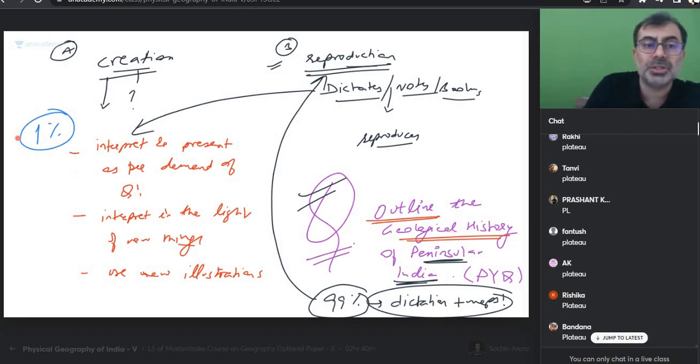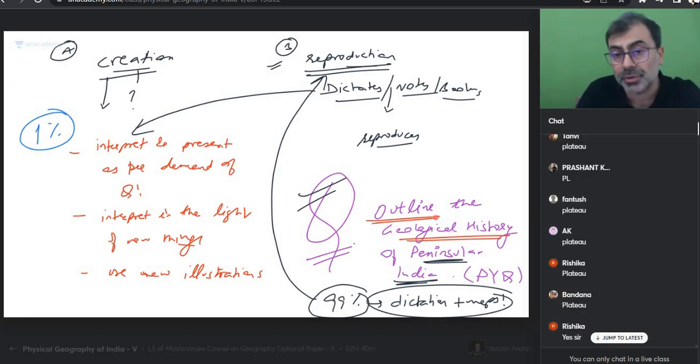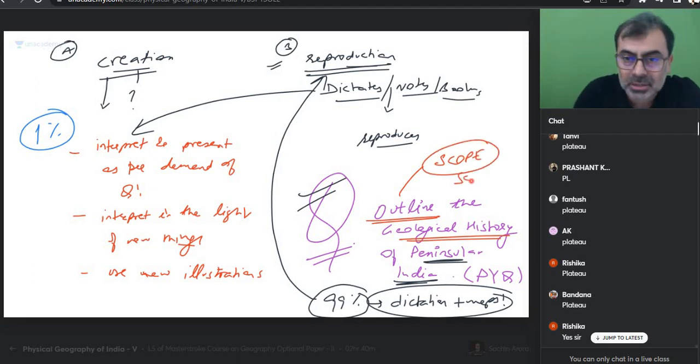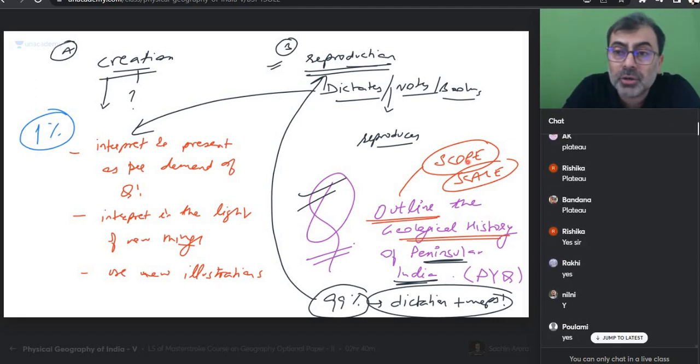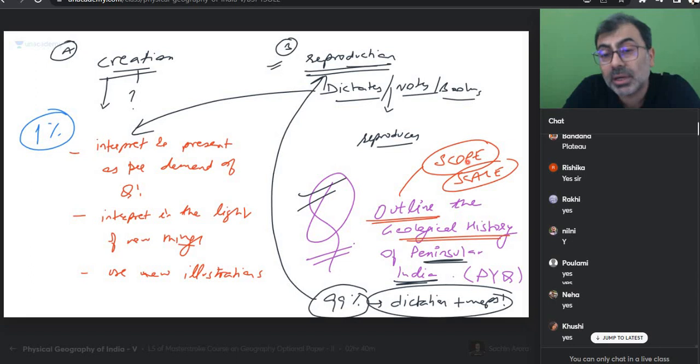What did I change in the question? Geological history of peninsular India and geological history of India. I changed the scope of the question, the scale of the question. Can the examiner be smart? Can there be a micro scale where he says, outline the geological history of Aravallis?